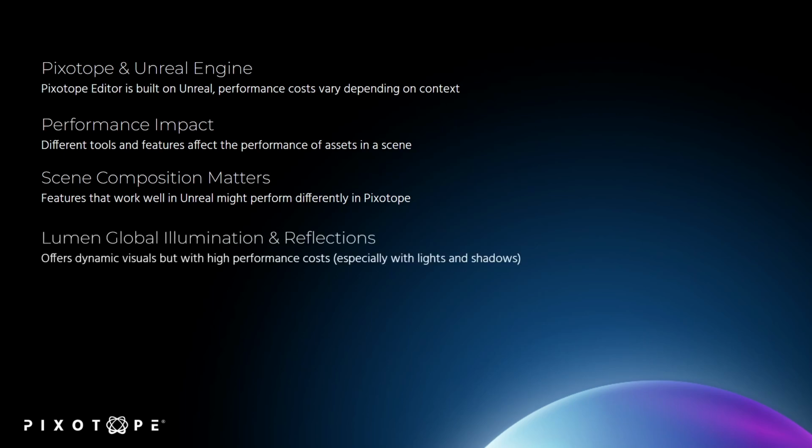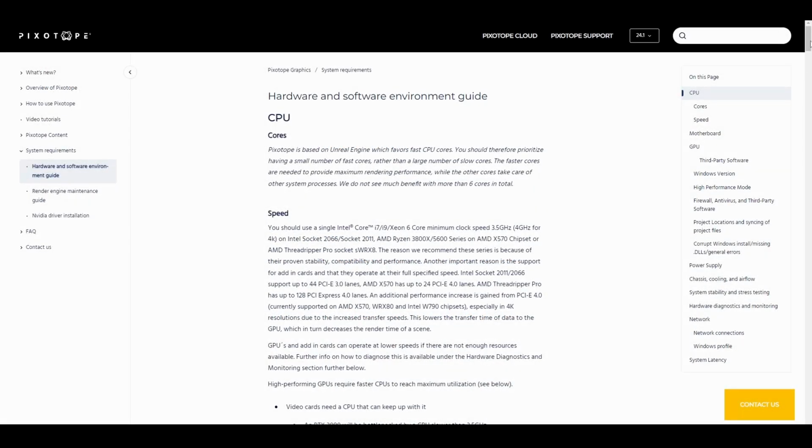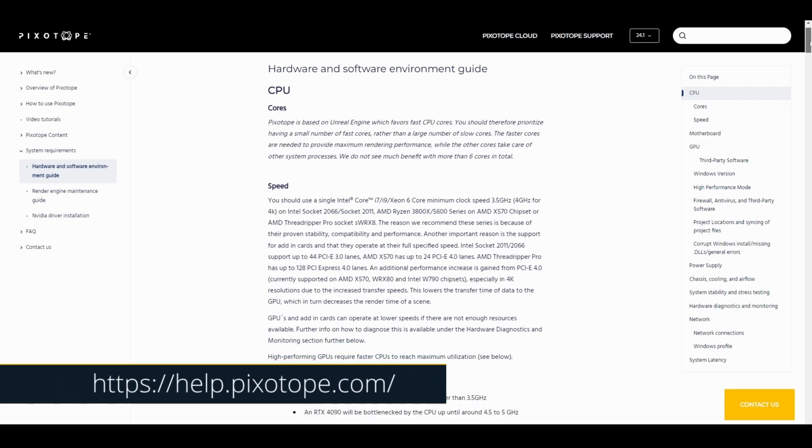Lumen global illumination and reflections can allow your scene to look great and be fully dynamic, but can come with some high costs for shadows and lights. Since lights and shadows interact with almost every element of your scene, the complexity in determining which assets or settings need to be optimized can be a daunting task. Before attempting this task, we recommend that you read through our hardware and software environment guide, which can be found in the Pixotope Help Center.